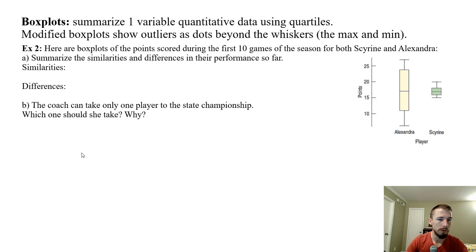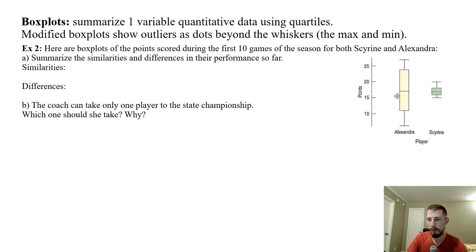Our example 2, here are box plots of the points scored during the first 10 games of the season by both Cyrene and Alexandra. Summarize the similarities and the differences of their performance so far. So here we have the number of points scored per game. So it looks like these are going by five. So it looks like the minimum for Alexandra, one game she only scored 5 points, but she had a maximum of like 28 points. But with Cyrene, her minimum was like 15, her maximum was 20.